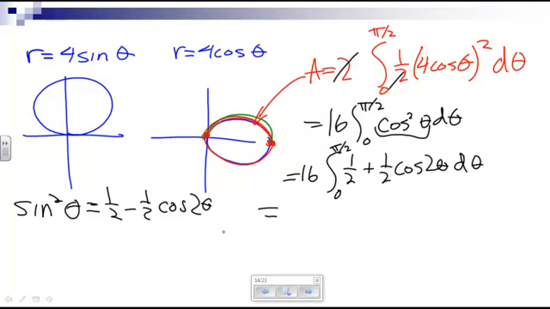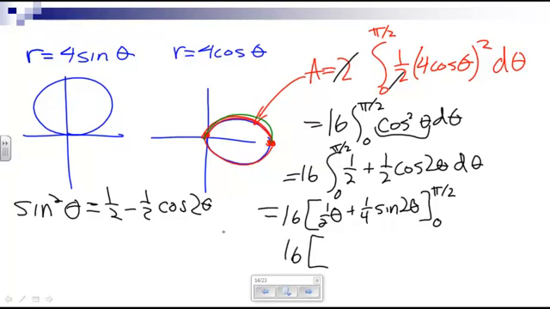Now that I've done this trig identity, we can do the antiderivative pretty easily. The antiderivative of 1/2 is 1/2 theta. The antiderivative of 1/2 cosine 2 theta is 1/4 sine of 2 theta, evaluated from 0 to pi over 2. Double check that for me, please. I know cosine becomes sine. If I did a u substitution, it would create an extra 1/2. Okay. All right, so what do we get?